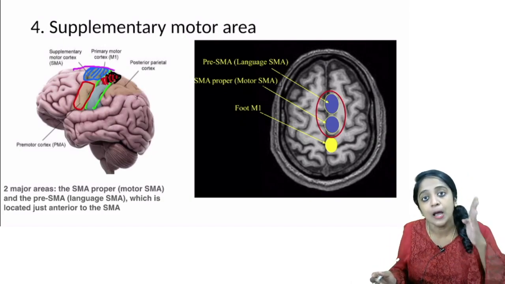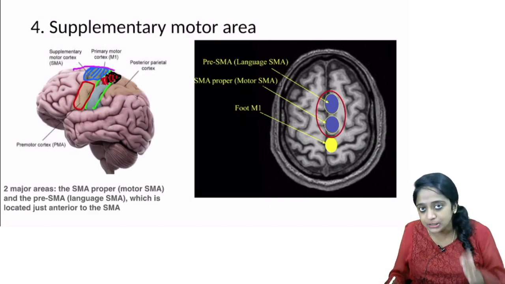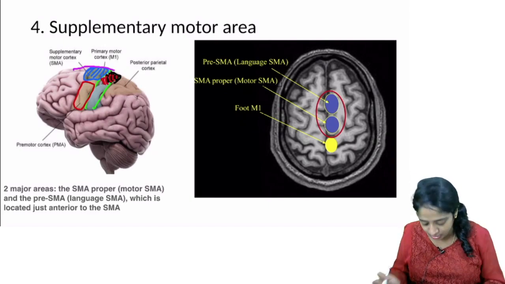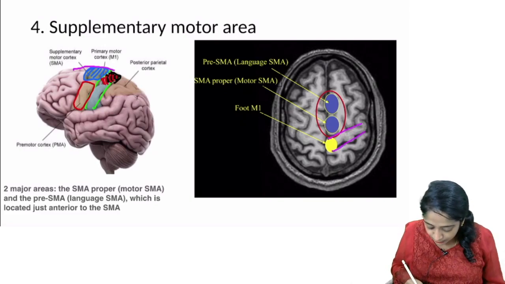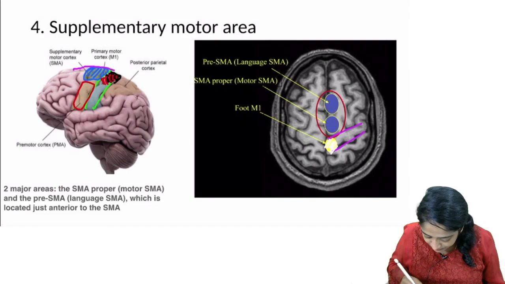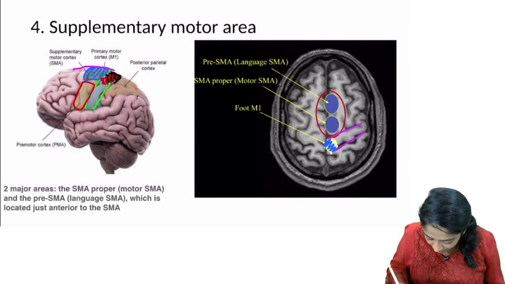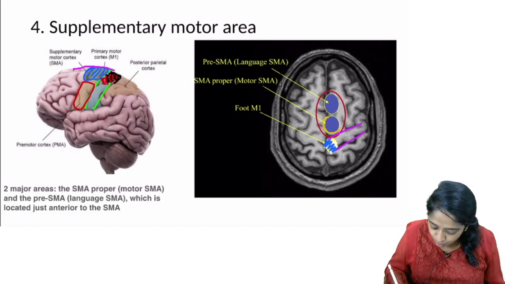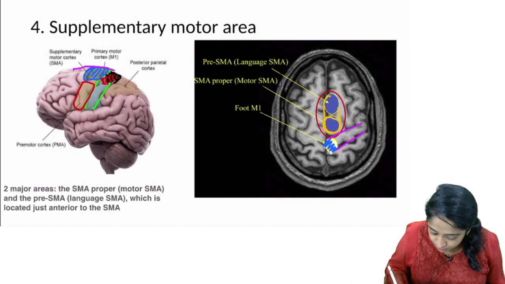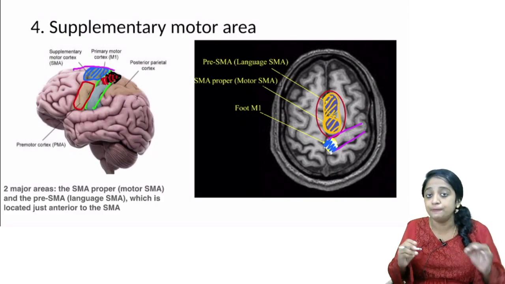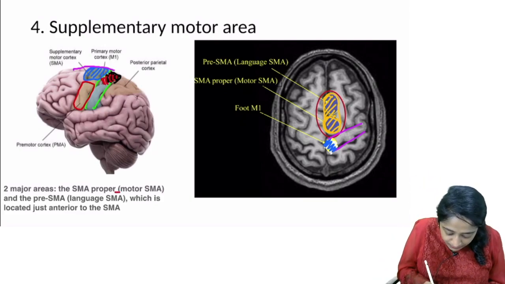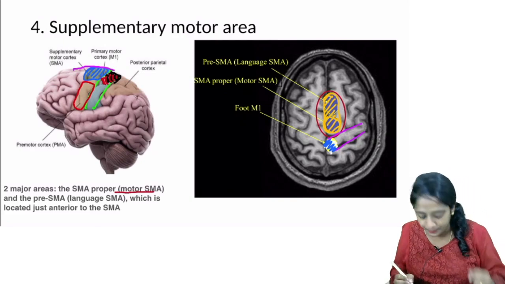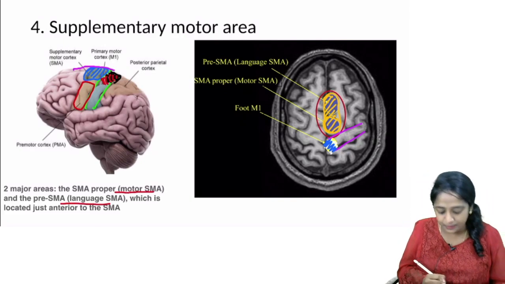So, first localize the precentral gyrus, and to be specific, localize the foot motor area. So, we know that this is the region of precentral gyrus. The foot area will be located most medially, right? So, somewhere over here, just anterior to that, you have the structure called the supplementary motor area. And remember, supplementary motor area is further divided into two parts. One is the motor supplementary area, or the SMA proper. The other one is the language supplementary area.